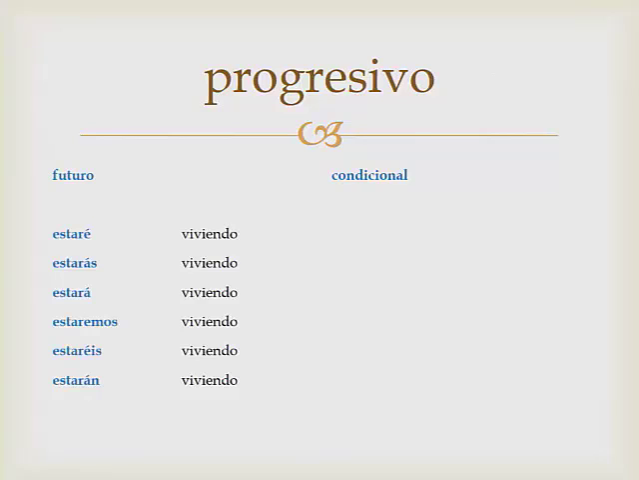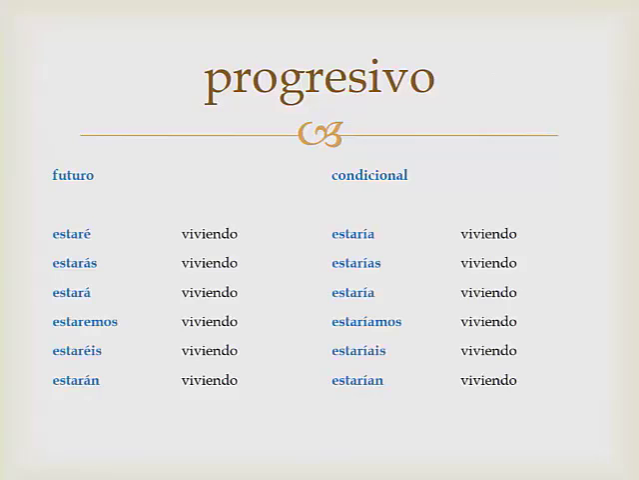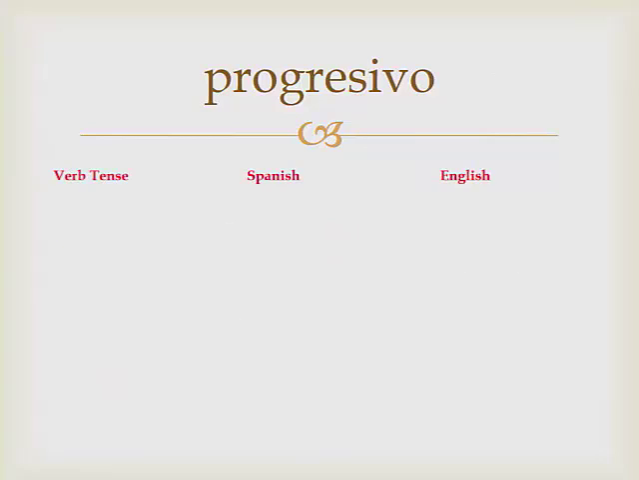I want you also to know that you can use the progressive in the future and the conditional as well. I will be living. I would be living. So you know 5 ways to use the progressive. All you have to do is conjugate estar in that verb tense and then add the present participle, the ando or yendo, right after it. So let's look at these 5. Verb tense, Spanish and English.